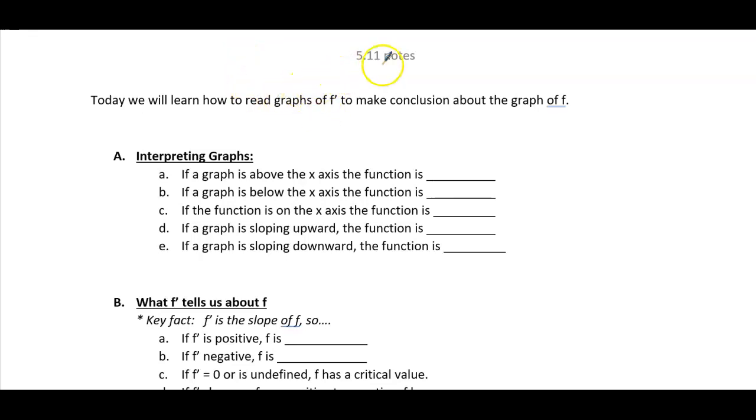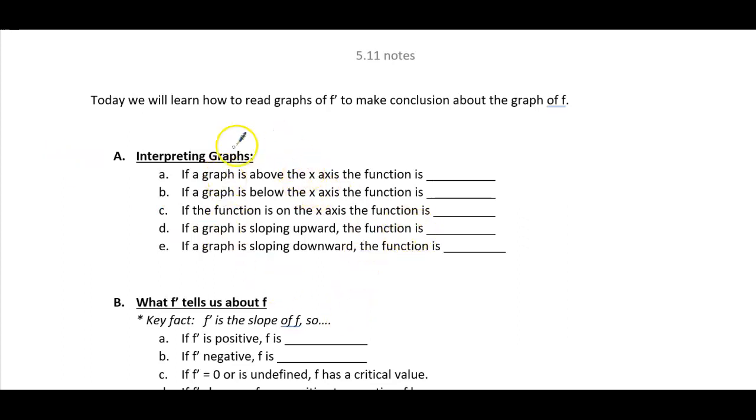Alright guys, welcome to lesson 5.11. Today we're going to learn how to read graphs of f prime to make some conclusions about the graph of f. So first of all, let's review some key concepts that we've already discussed, but worded in a way that'll be helpful for our lesson today.